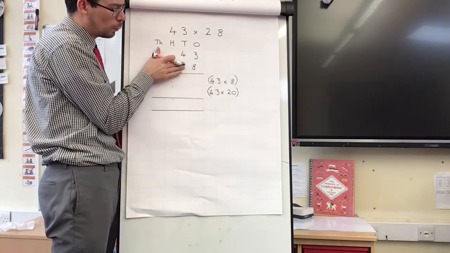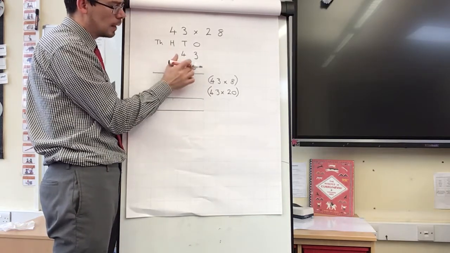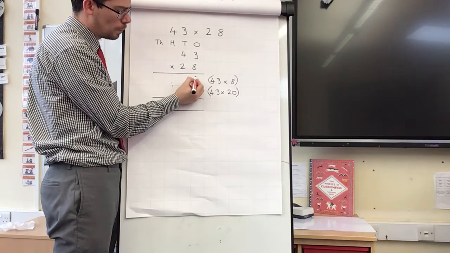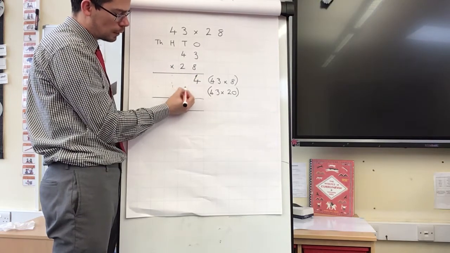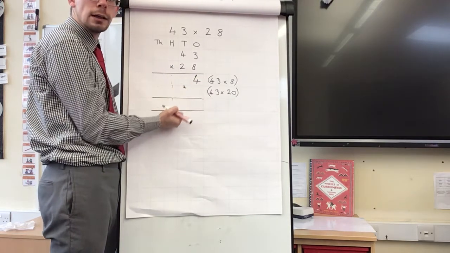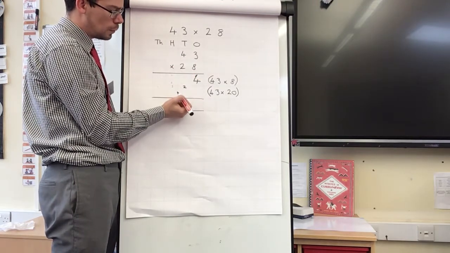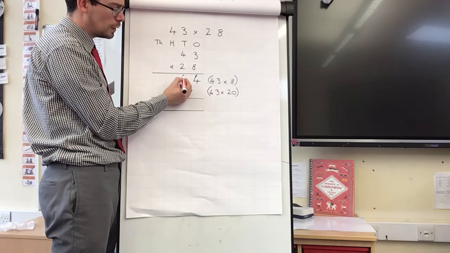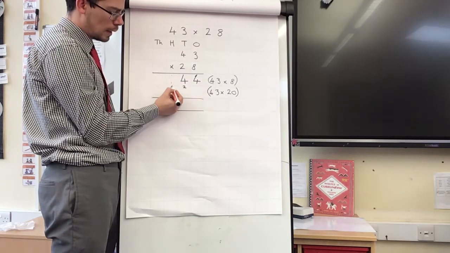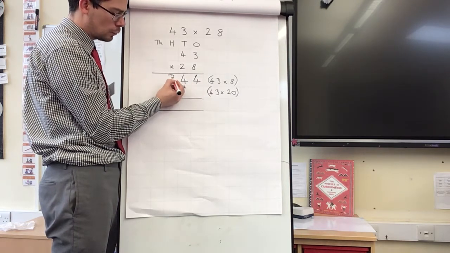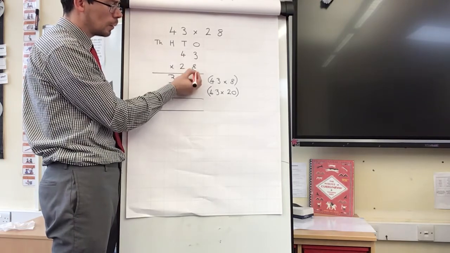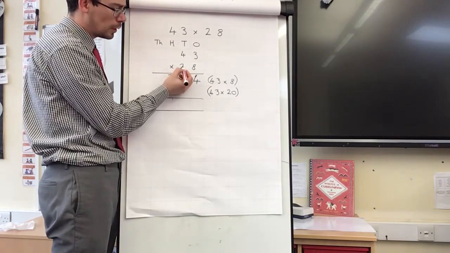So let's do 43 times 8. 8 times 3 is 24, so my 4 goes in there and my 2 is ready in the next row. 8 times 4 is 32, add 2 more, 34. So the 4 goes in there and 3 comes across, and in fact the 3 can go straight in because there's nothing else to times the 8 by. Now I'm on to my 20.